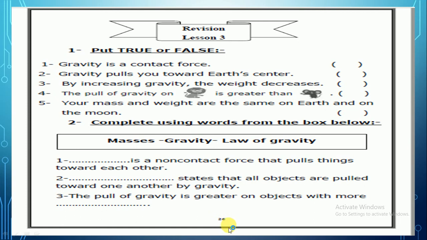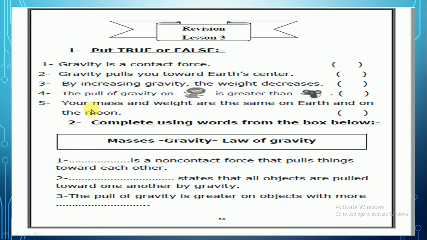This is page 26. Okay, we're gonna put true or false. Gravity is a contact force. False. Good job. Why? Because gravity is a non-contact force. Okay, you were right, guys. Number 2. Gravity pulls you toward Earth's center. True. Number 3. By increasing gravity, the weight decreases. No, the weight increases. So this is false. Good job. The pull of gravity on a lion is greater than on a mouse. True. Why? Because the lion is much bigger.